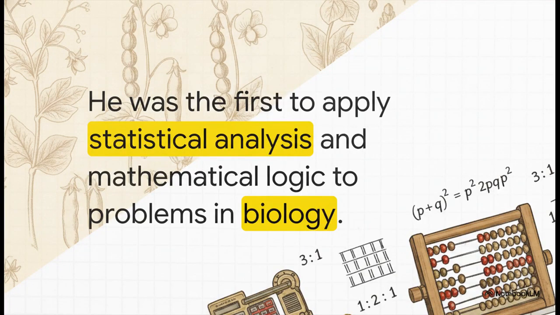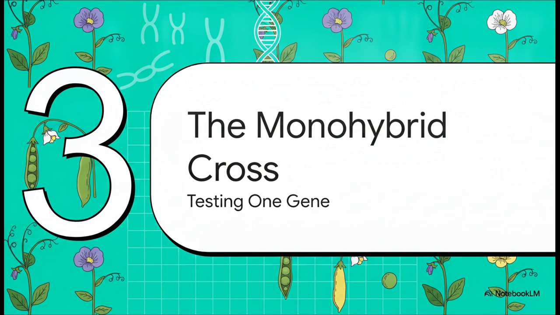And here is the real game changer. Mendel approached biology like a mathematician. Actually, this was the very first time anyone had applied statistical analysis and mathematical logic to problems in biology. By meticulously tracking the exact numbers of these traits across successive generations, he gave his data immense credibility. It proved his results weren't just random ideas, but actual universal rules. Which perfectly sets us up for section 3, the monohybrid cross.